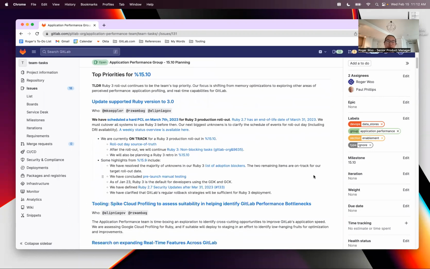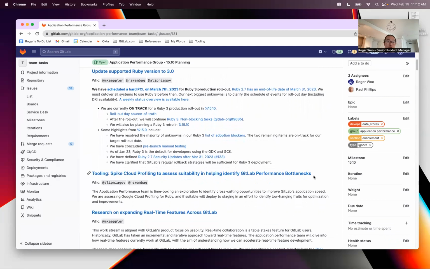Our top priority for 15.10 continues to be Ruby 3.0. Our general focus as a team is shifting away from memory optimizations to exploring other areas of perceived performance. We're curious to see the results of some application profiling and to investigate real-time capabilities for GitLab.